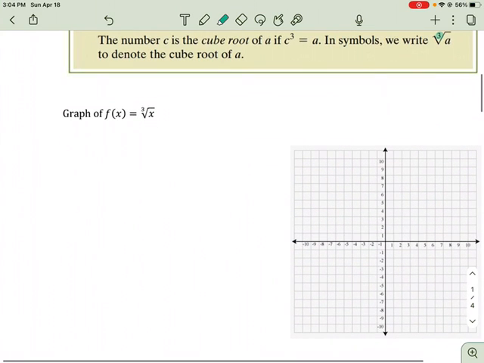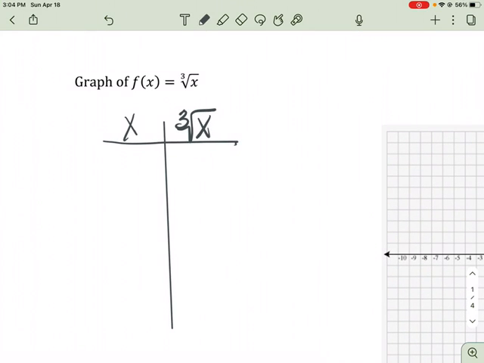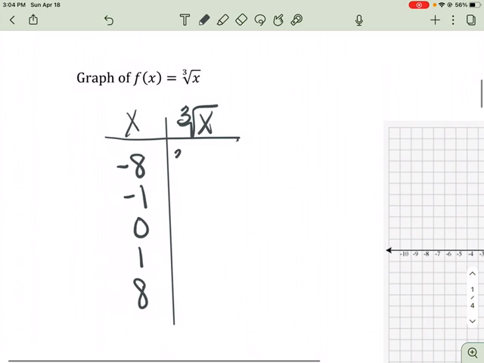So the first thing we want to do is look at the graph. I got my little graph paper up again. It disappeared off my computer. All right, so we're going to make a little chart, and I'm going to pick numbers that are nice, perfect cubes to help us out. So here's our x. We're going to cube root x. Now the thing about cube roots is that we can take the cube root of a negative number. So I'm going to use -8, -1, 0, 1, and 8.